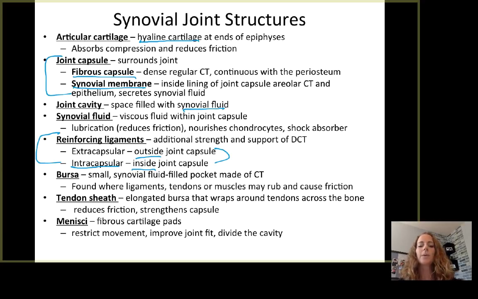In most joints where we have ligaments, tendons, or muscles that are rubbing and causing friction, you're also going to have individual bursae or a bursa. These are small synovial fluid-filled pockets that are surrounded by connective tissue. A large bursa is a tendon sheath. That's an elongated bursa. For example, we have a very long tendon sheath in the shoulder. In the knee, we have particular fibrous cartilage pads that help to improve the joint fit, and these are the menisci, or an individual meniscus.